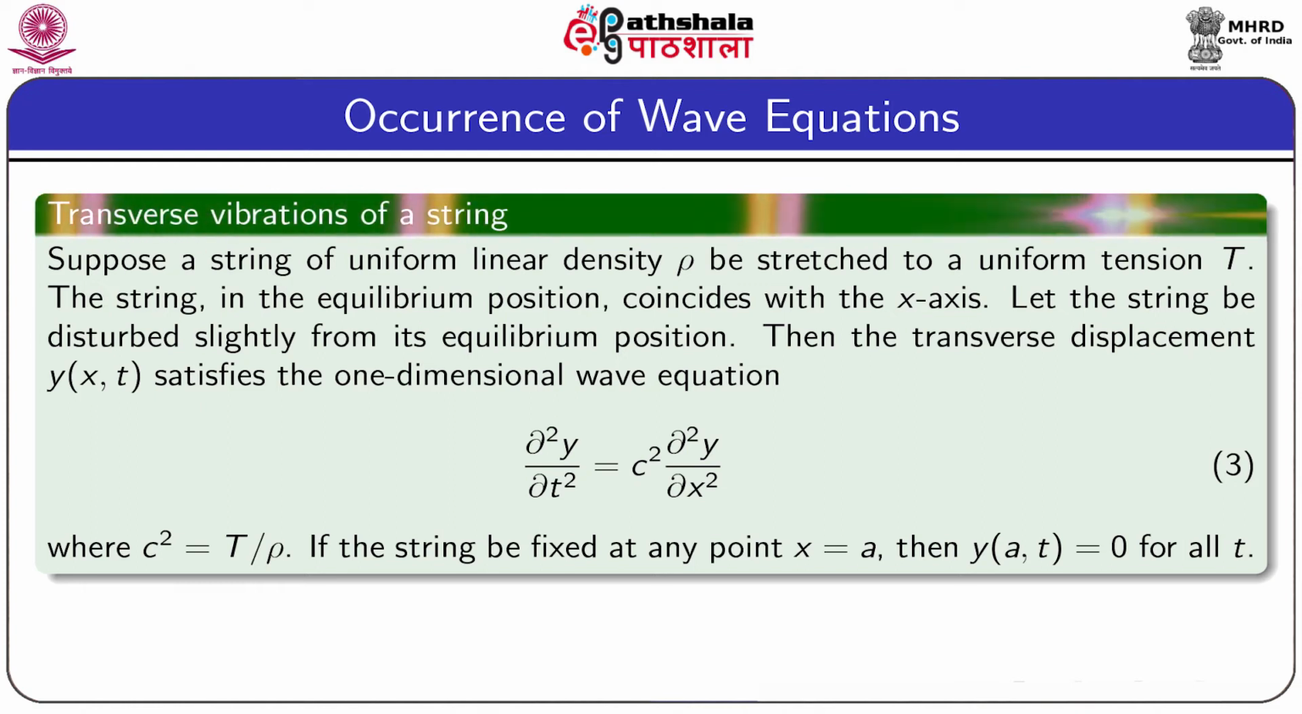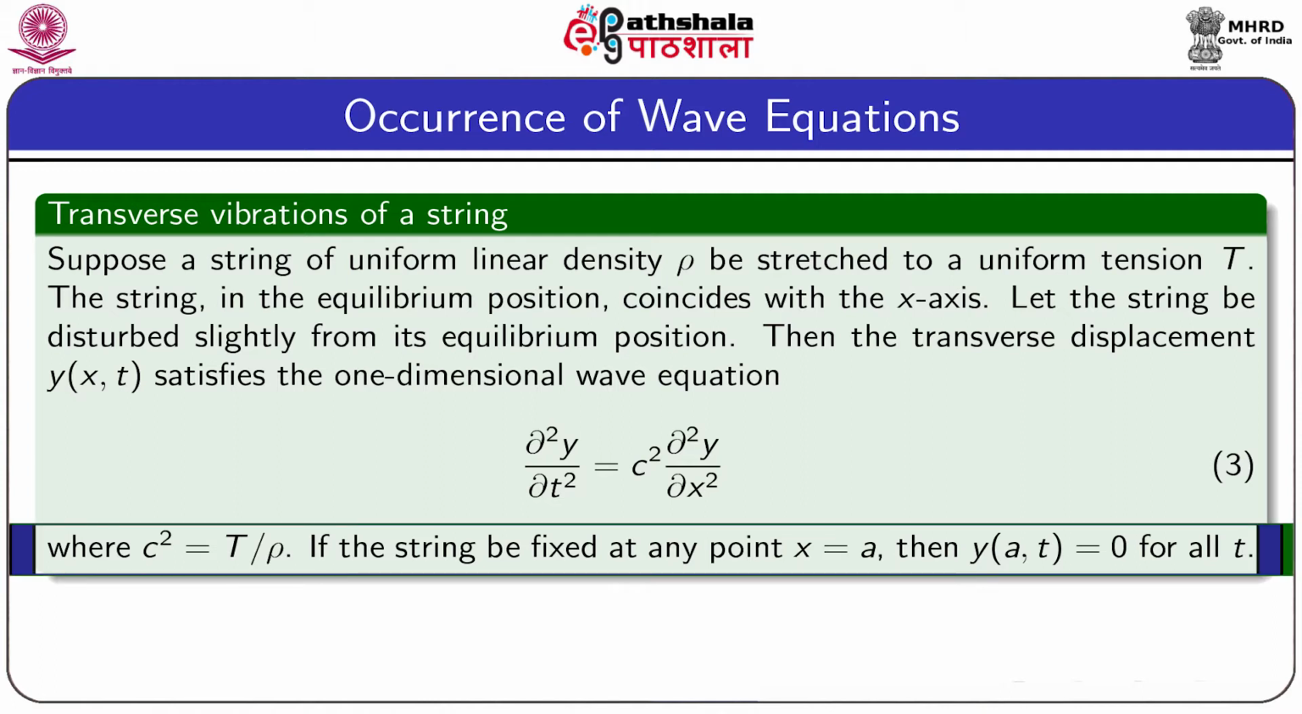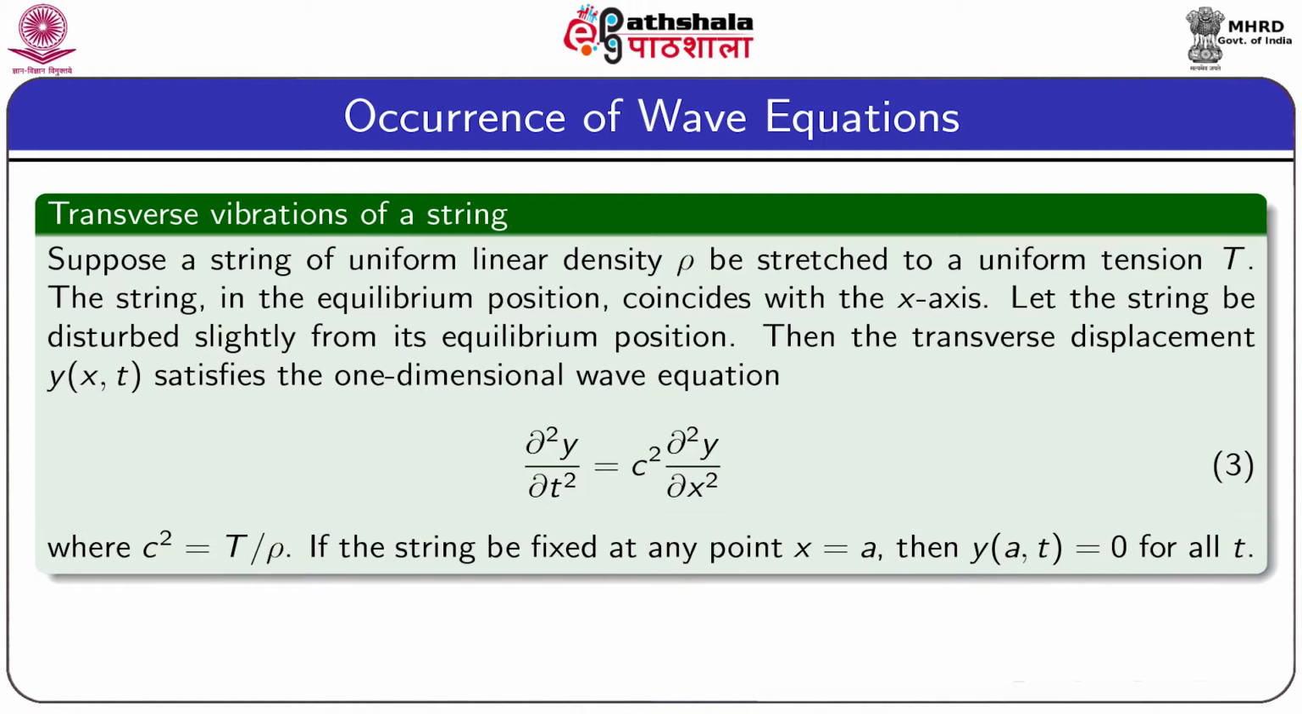Suppose we want to solve this problem together with the condition that the string is fixed at some point x equals a. Then we have the condition y at a, t equals 0 for all t. Then our physical problem becomes to solve equation 3 together with the boundary condition y at a, t equals 0.